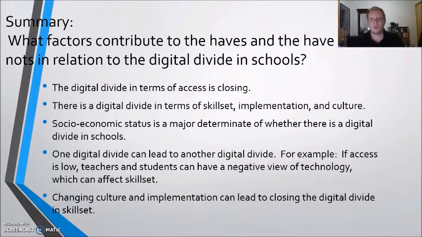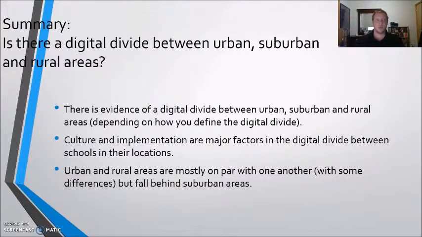So what factors contribute to the digital divide and the haves and the have-nots? Well, in terms of access, the digital divide is closing, as evidenced by some of the studies. There is a digital divide in terms of skill set, implementation, and culture. Socioeconomic status is also a major determinant of whether there is a divide in schools. Also, it is found that one digital divide can lead to another digital divide. For example, if access is low, teachers and students can have a negative view of technology, which can affect skill set. Changing culture and implementation can lead to closing the digital divide in skill set.